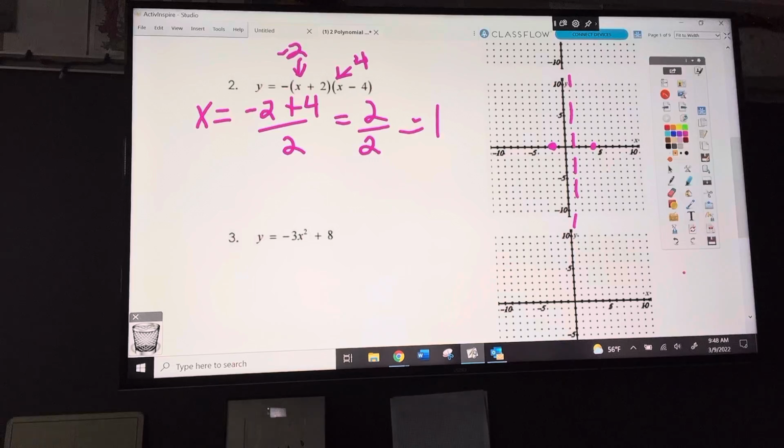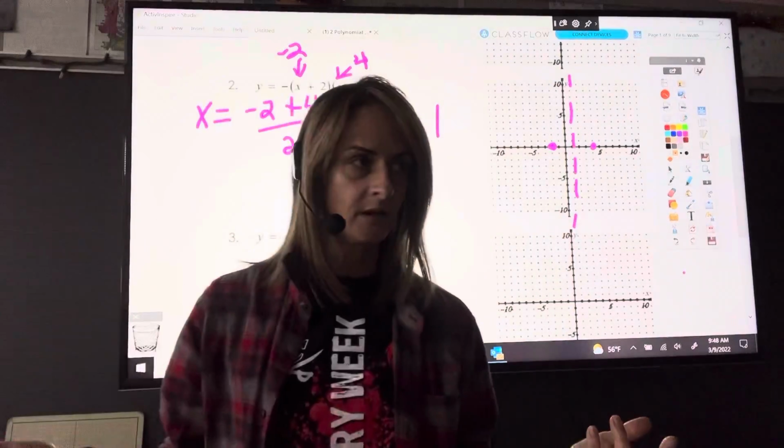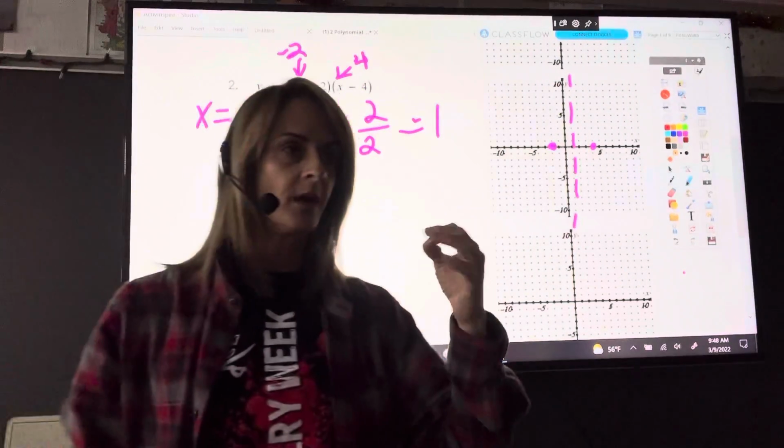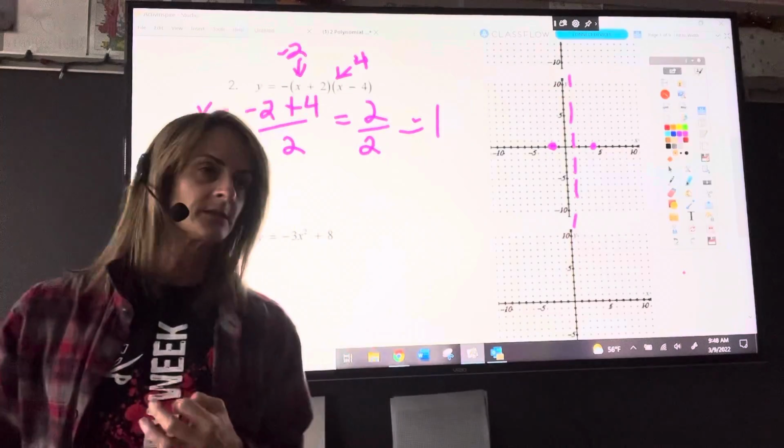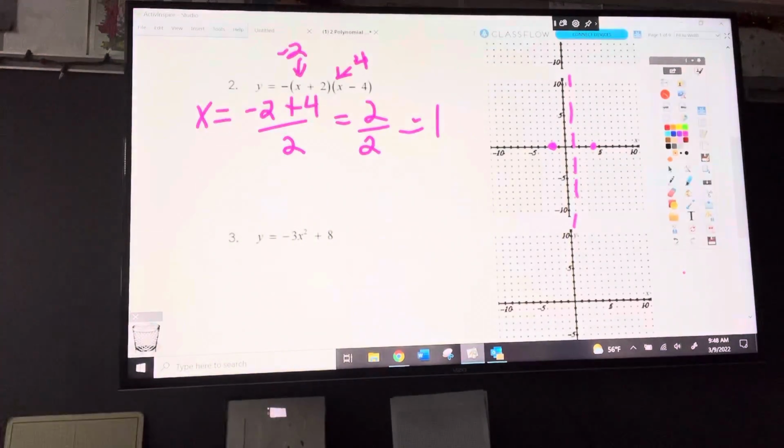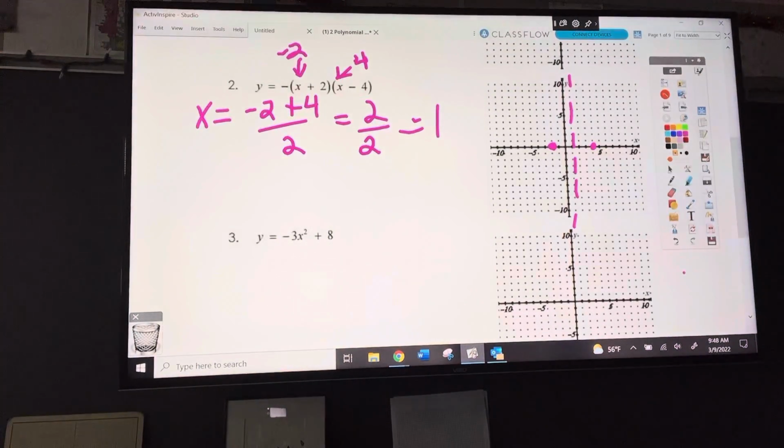Now, if the x-coordinate is 1, what's the y-coordinate? Well, just like the previous problem, we're going to plug in 1 for x and see what we get for y. So y of 1 equals, that's going to be 3.